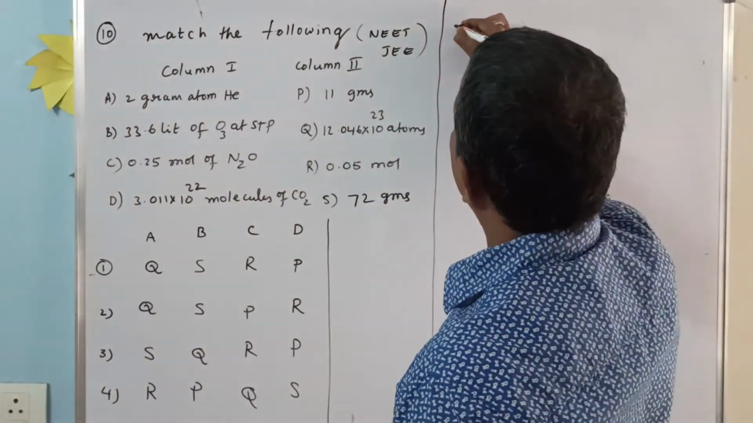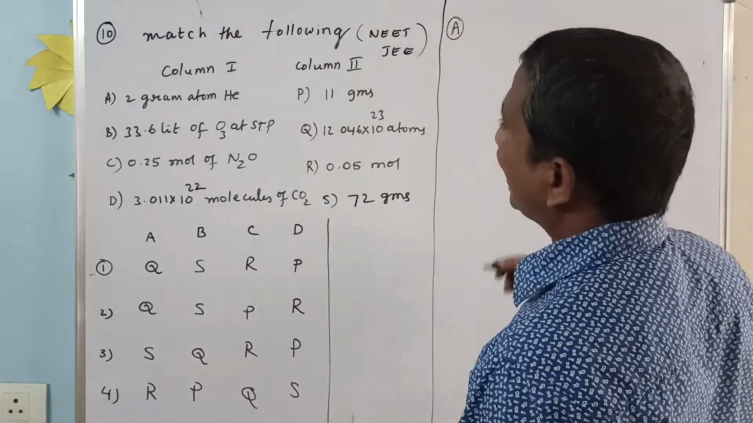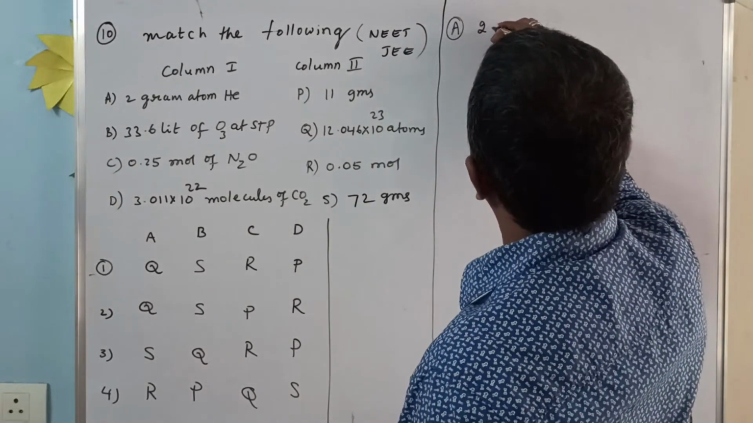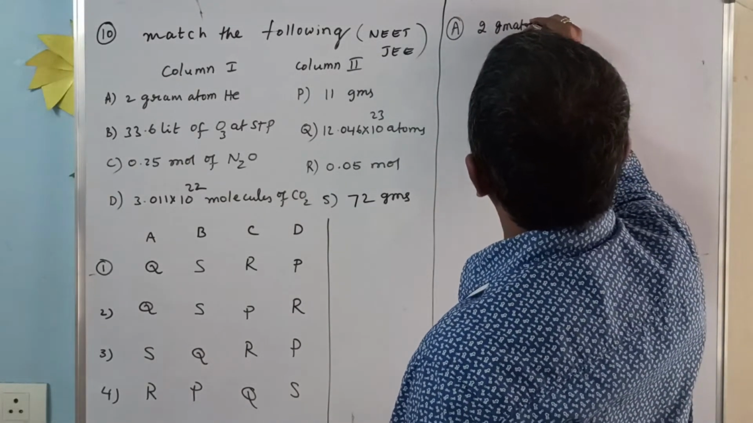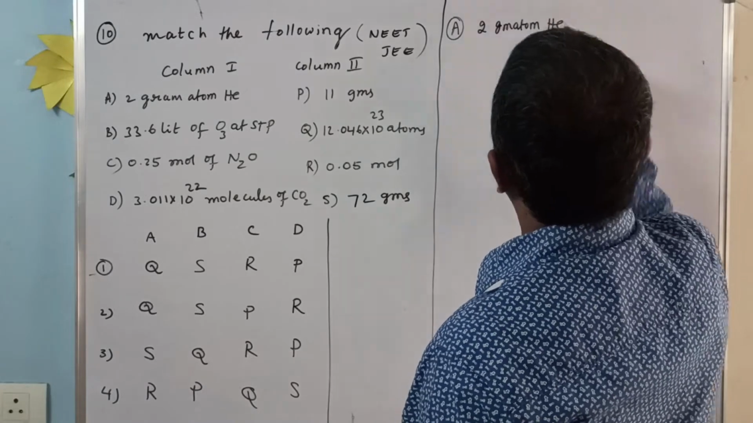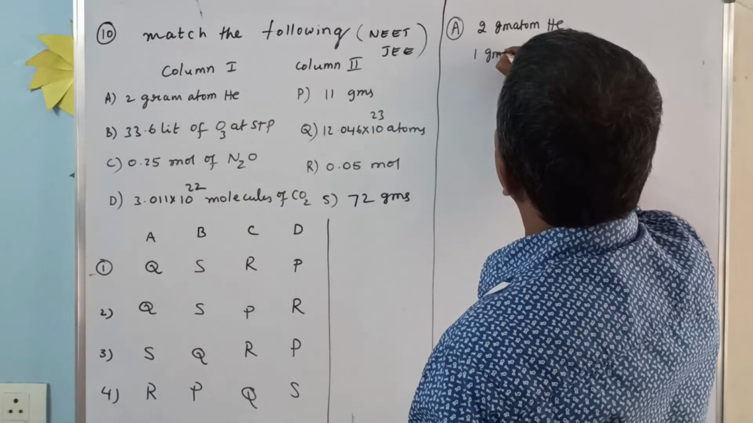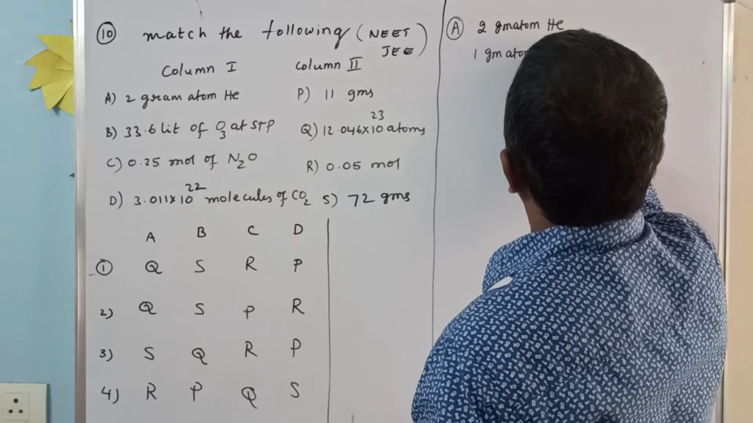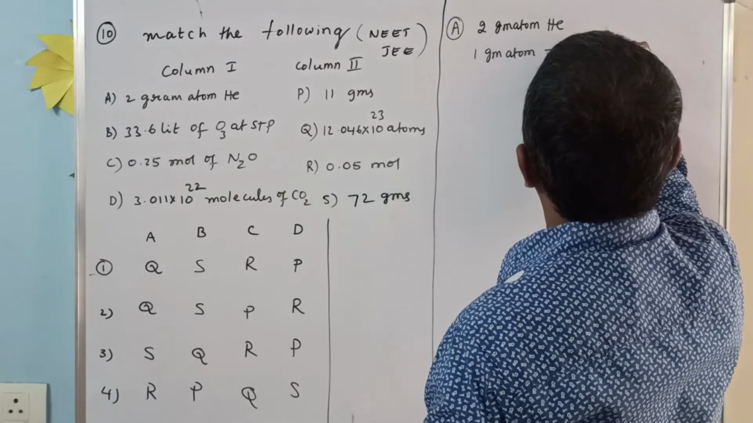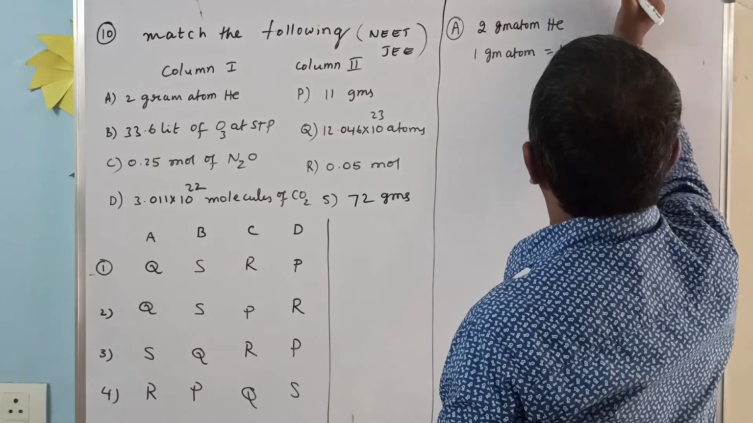2 gram atoms of helium. It should be converted into moles. 1 gram atom is equal to 1 mole. That is equal to helium 4 grams.